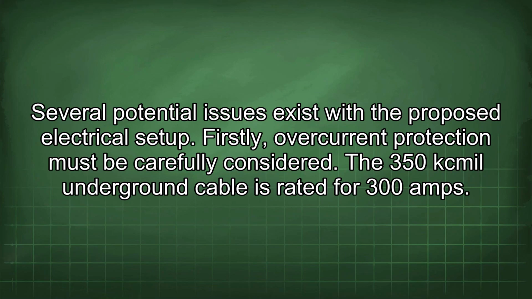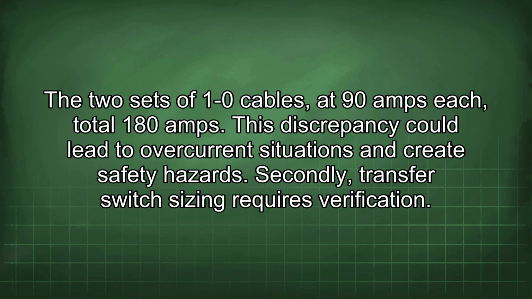Several potential issues exist with the proposed electrical setup. Firstly, overcurrent protection must be carefully considered. The 350 kcmil underground cable is rated for 300 amps. The two sets of 10 cables, at 90 amps each, total 180 amps. This discrepancy could lead to overcurrent situations and create safety hazards.